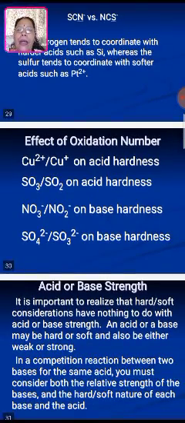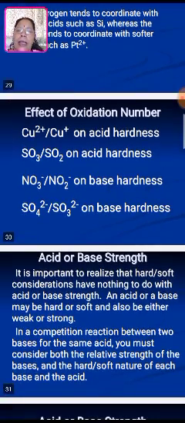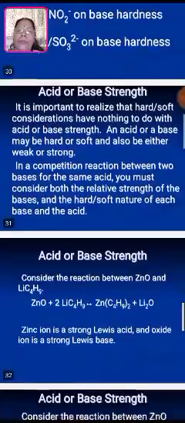Now on the screen you have seen the effect of oxidation number. Copper 2 to copper 1 has an effect on acid hardness, SO3 to SO2 on acid hardness. NO3 minus to NO2 minus, and SO4 2 minus to SO3 2 minus, are on base hardness. So the sulfate and the nitrate are about base hardness, whereas sulfur dioxide and copper one are about acid hardness.